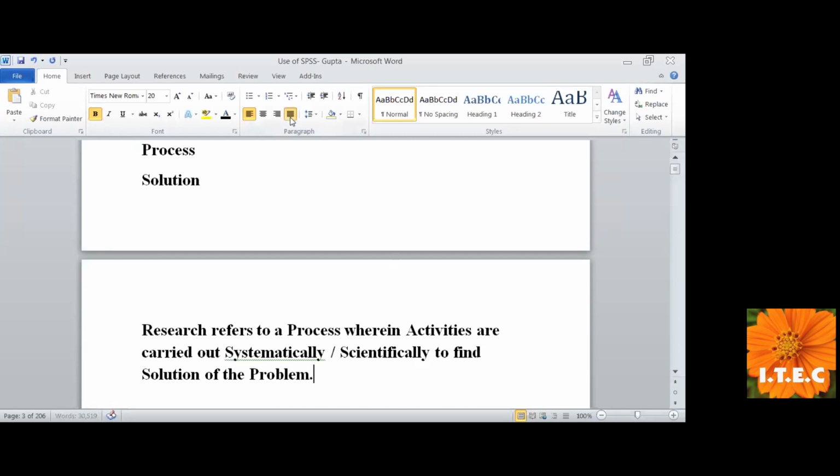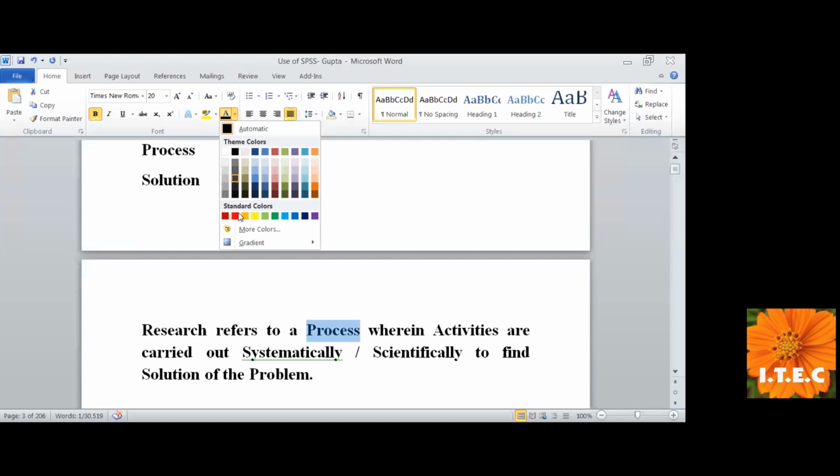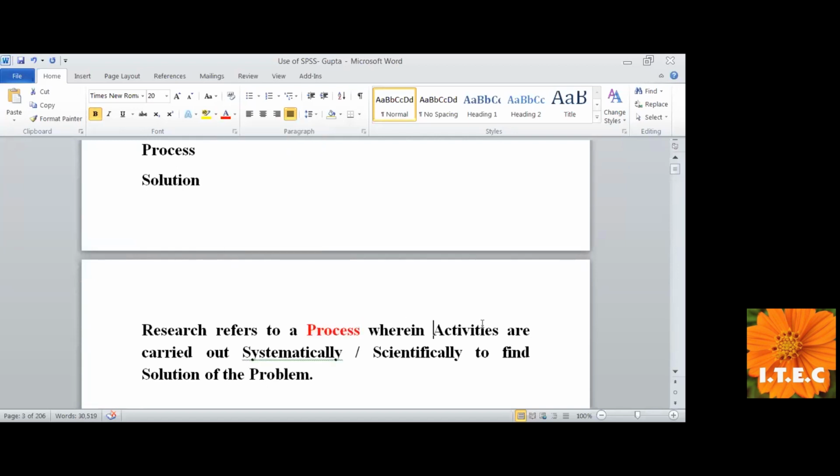Now you can see that in this particular one, all these words are here. This is the process, activities, then systematic or scientific, and here is a solution, and here is problem. So this is the general definition of the word research.